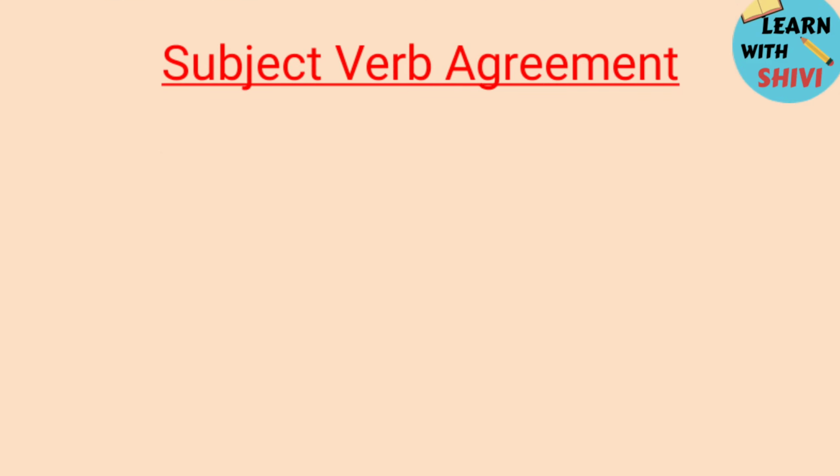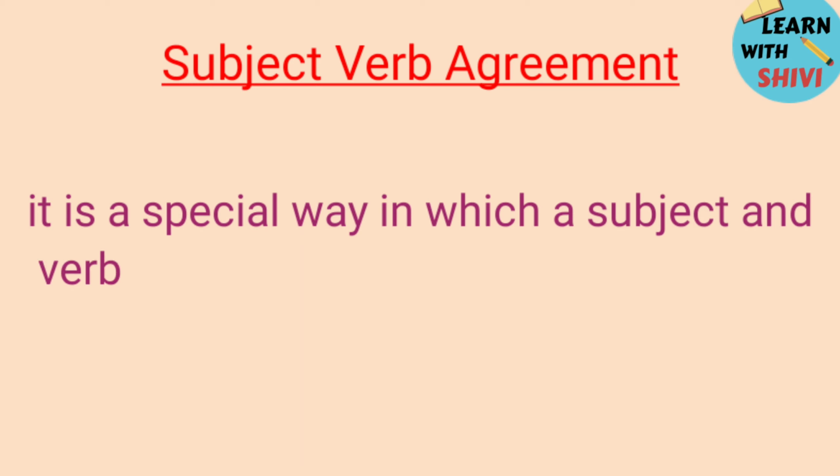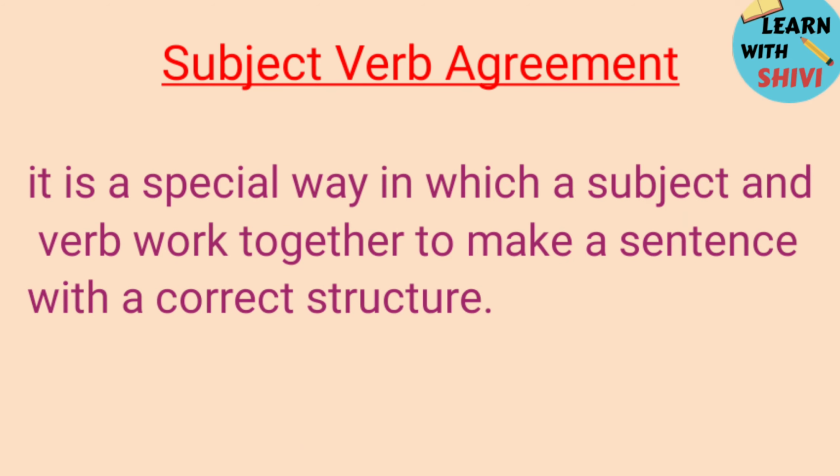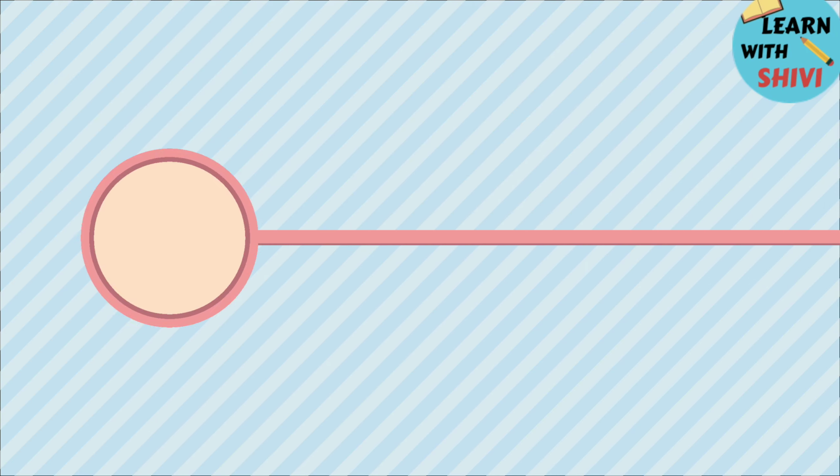Subject-Verb Agreement. Subject-Verb Agreement refers to the special way in which a subject and a verb work together to make a sentence with a correct structure. That means the subject must agree with the verb. It is very important to understand the rules of subject-verb agreement. Otherwise, one might get confused. So, let's have a look at the rules.